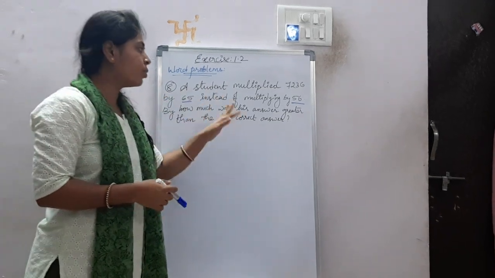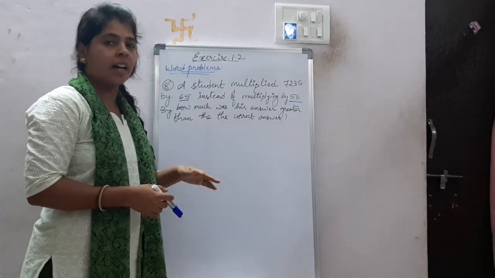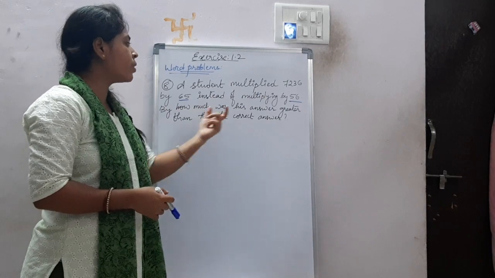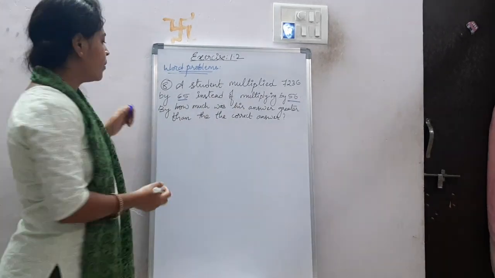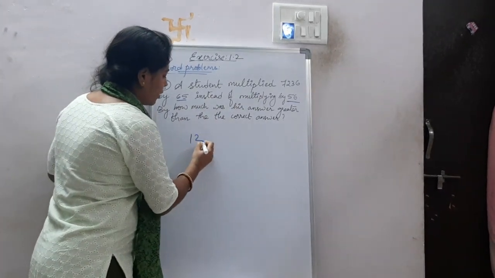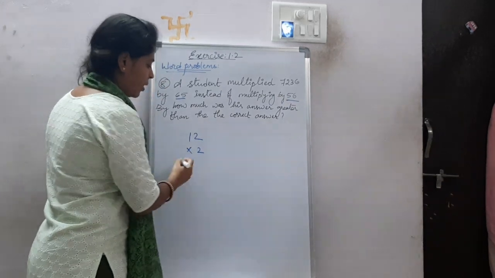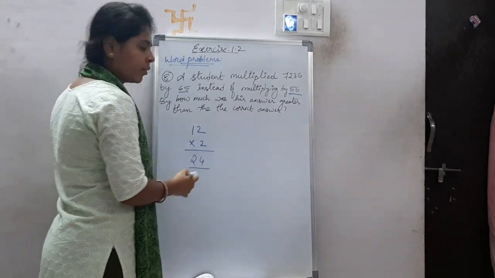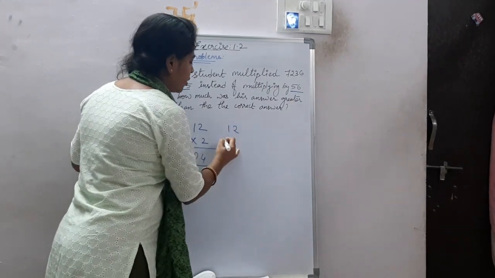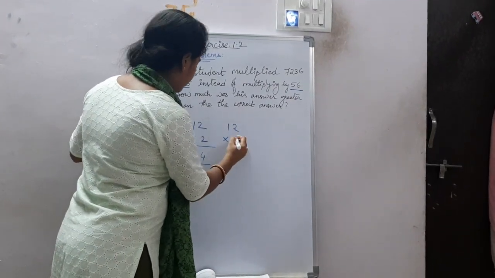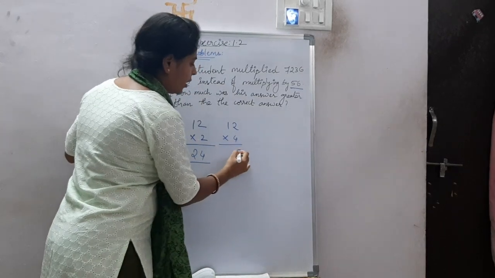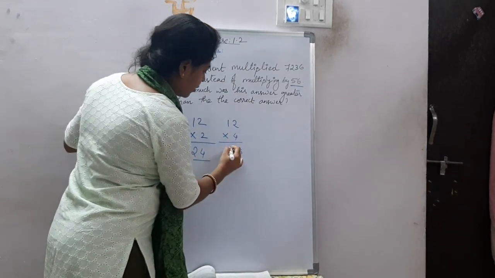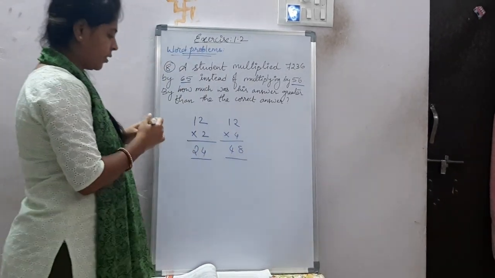Now from both the multiplications you will get the answers. That answer, how much greater it was. For example, 12 twos are, the answer you know is 24. And one more, he will take 12 fours are. Right? You can see that.